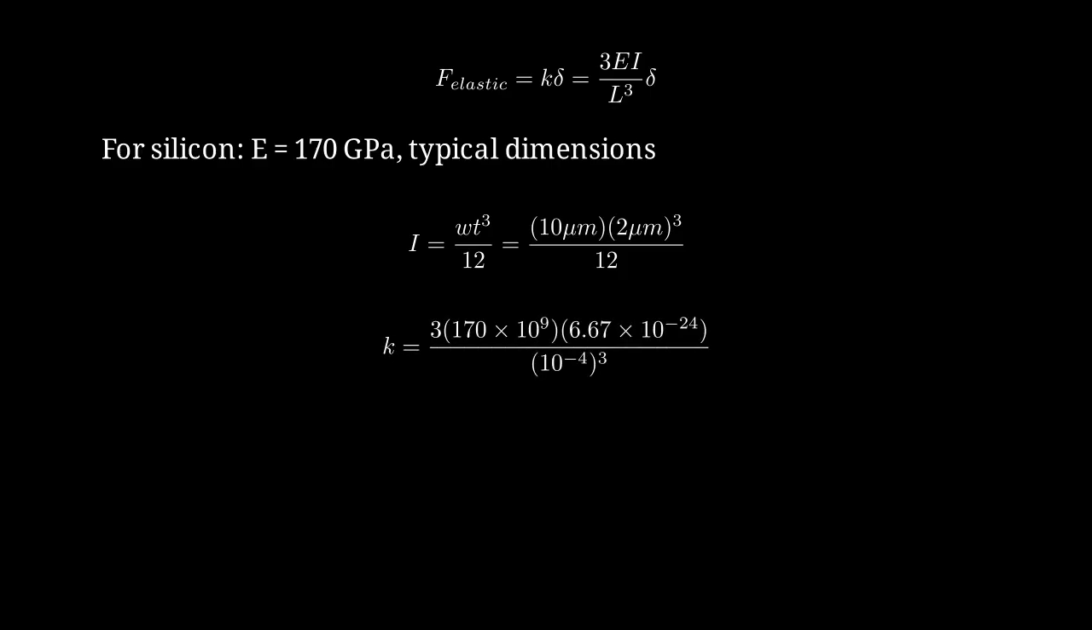For silicon, Young's modulus is 170 gigapascals. Let's say the beam is 100 micrometers long, 10 micrometers wide, and 2 micrometers thick. The moment of inertia is W t cubed over 12, which equals 10 micrometers times 2 micrometers cubed over 12. Plugging in the numbers, K equals 3 times 170 times 10 to the 9th times 6.67 times 10 to the negative 24, all over 10 to the negative 4 cubed. This gives a spring constant of about 0.34 newtons per meter. This is very soft. These beams are very compliant.